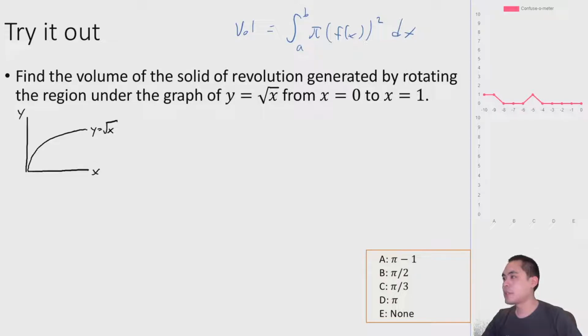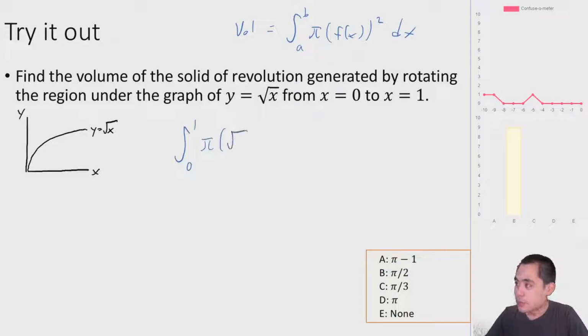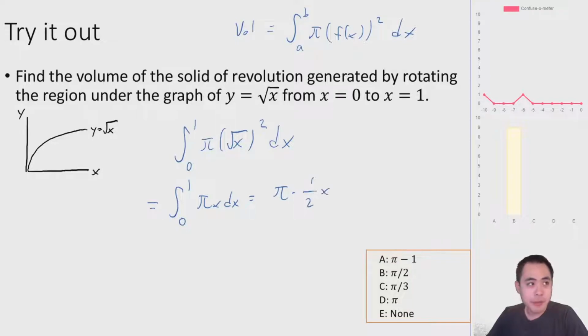Okay, so we're starting to get some replies. It looks like people are getting B. And yes, this is actually just an application of the formula. Now that we've given you the formula, this shouldn't be too difficult. So this is an integral from 0 to 1 of pi times the square root of x, squared, dx. But the square root of x squared is just x, or rather, it's the absolute value, so it's just x. So the integral from 0 to 1 of pi x dx is going to be equal to pi times 1/2 x squared from 0 to 1, which is just pi over 2.